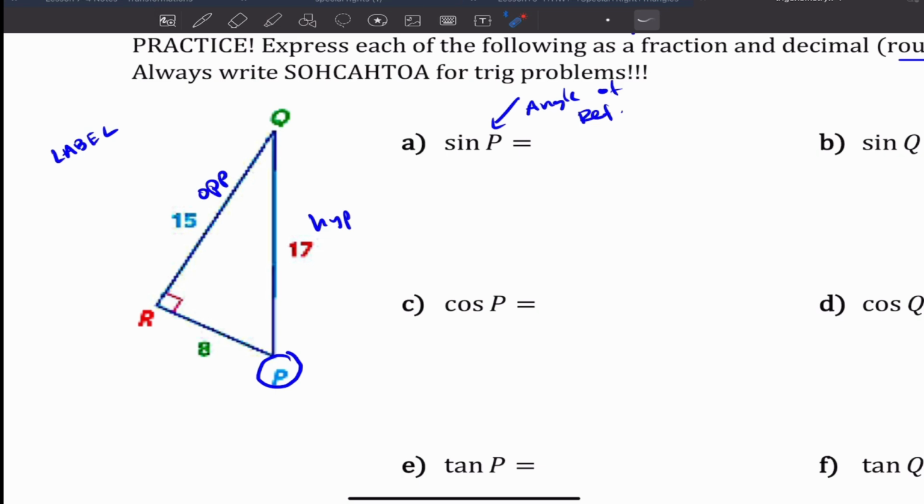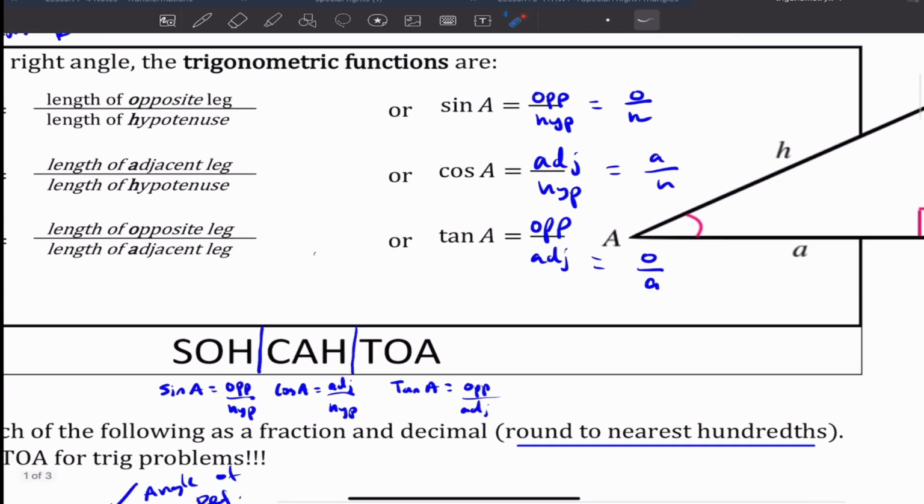So if you have opposite and hypotenuse, then you're left with one more thing, and that is the adjacent side. Don't forget the adjacent side.